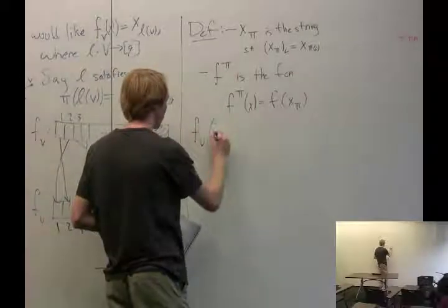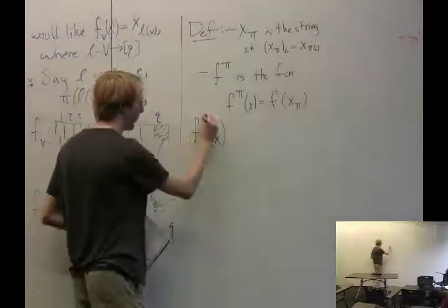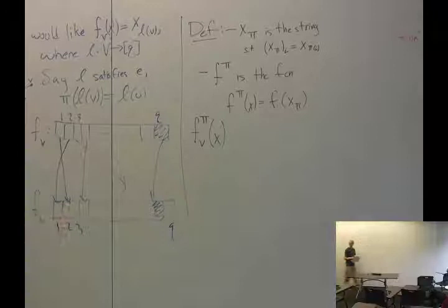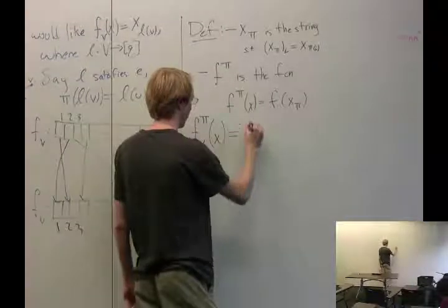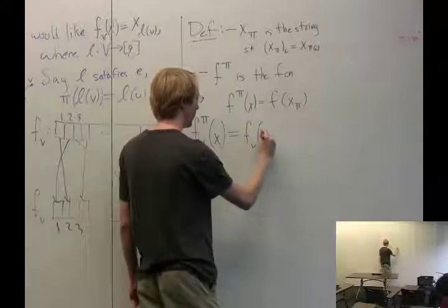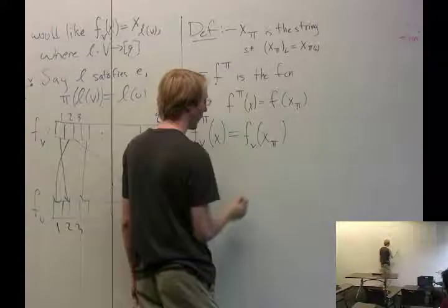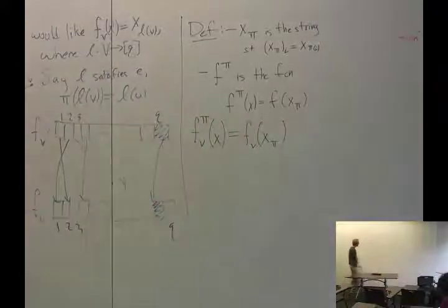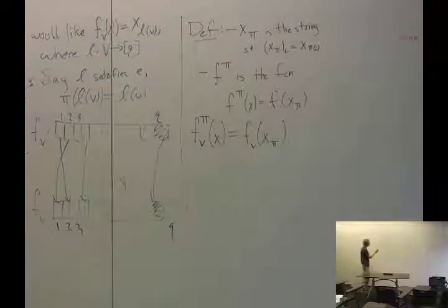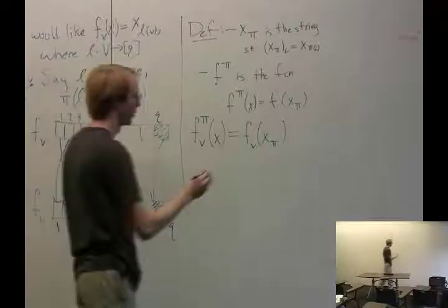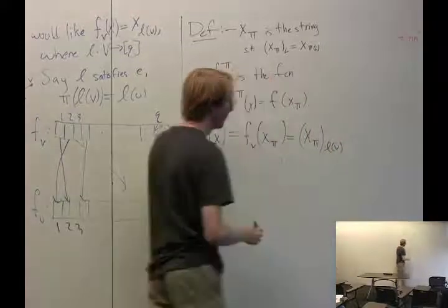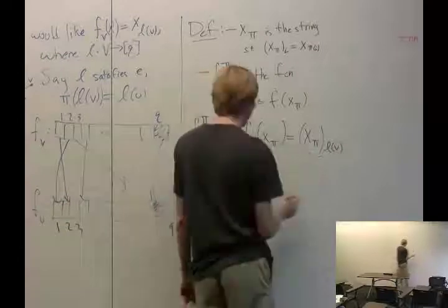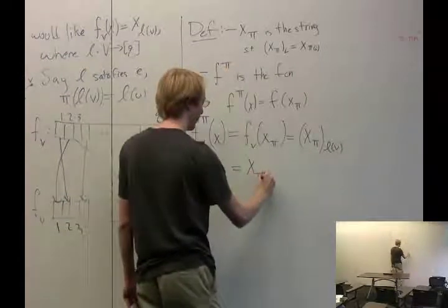So let's look at f sub v of x when you apply pi to the function. Okay? This will be an exercise in writing down like 20 definitions in a row. So what does this thing equal? Well, by the definition of pi, this is just f sub v applied to x sub pi. Okay? And remembering back, what is f sub v? It just is a dictator bit on the L sub v coordinate. So this just equals x sub pi applied to the L sub v coordinate. And by the definition of what x sub pi is, this just equals x sub pi of L of v.